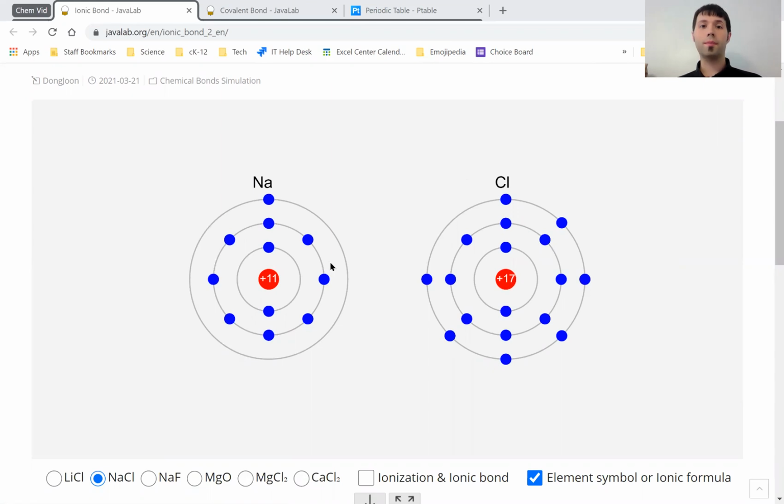And if you remember, atoms like to have an octet in their outer electron shell, which means that they'd like to have 8 electrons in their outer shell. They don't like more or less. It's got to be 8. It's just kind of the magic number for atoms. Unless you're dealing with hydrogen and helium, that's a different story.